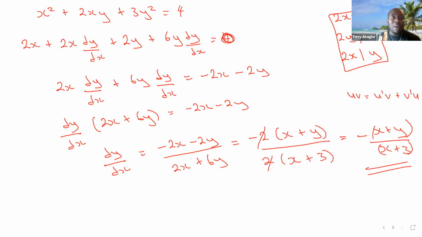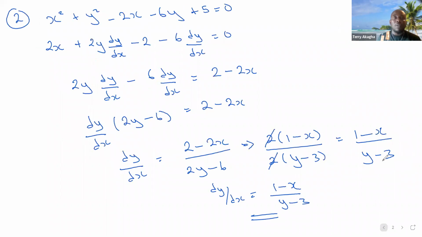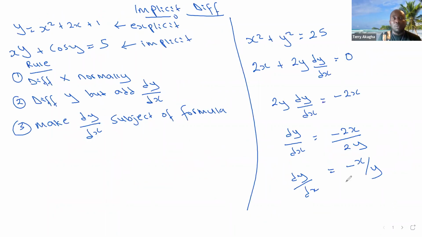With that, that will bring me to the end for this session, and this is just for the implicit differentiation. So just to quickly remind you about the rule, you differentiate x normally first, but when you're differentiating y, you add the dy over dx, and you make dy over dx the subject of the formula. That's all. All right, thank you very much.